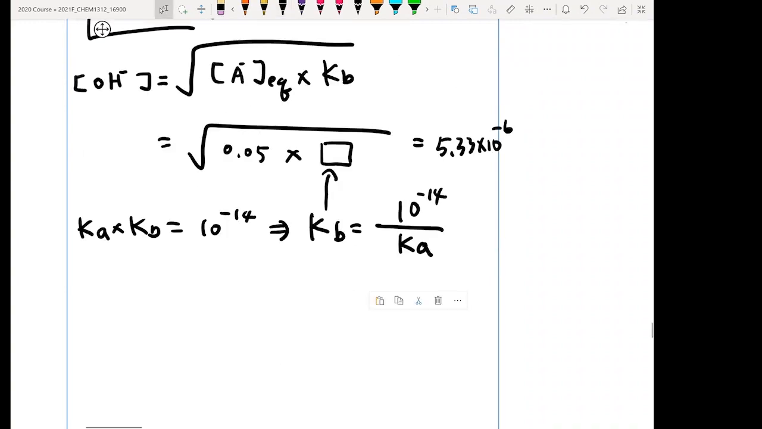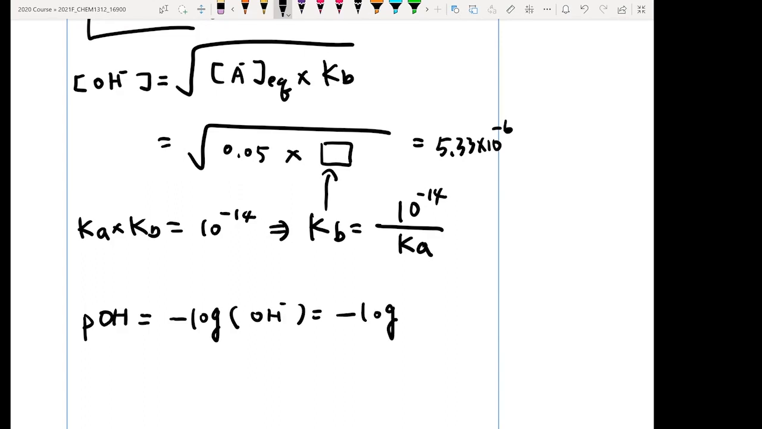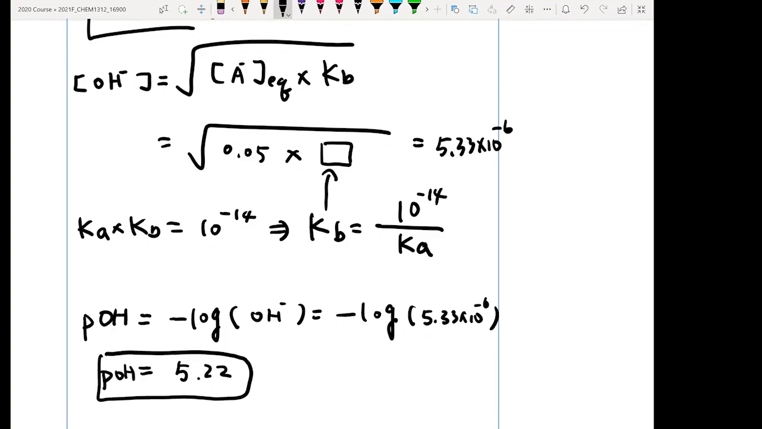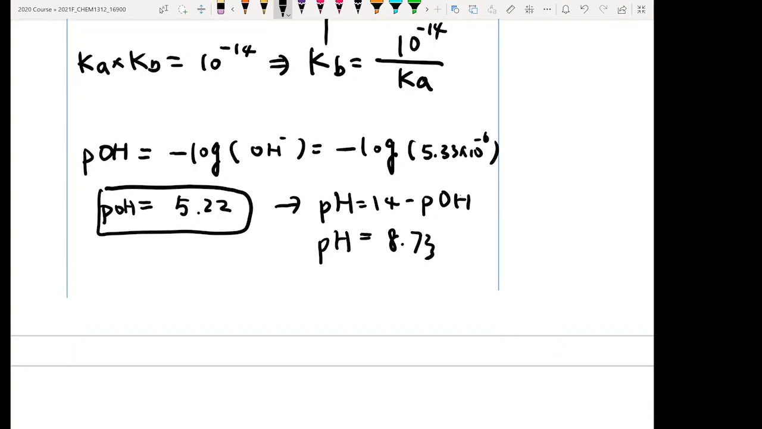Once you have your OH minus concentration, you can calculate the pOH, which equals the negative log of your OH minus concentration, which is equal to the negative log of 5.33 times 10 to the negative 6. And you are going to get a value of 5.22. So your pOH is going to equal this. Therefore your pH is simply 14 minus your pOH. So therefore your pH is going to equal 8.78. Okay, so that's how you calculate the pH of zone 3.